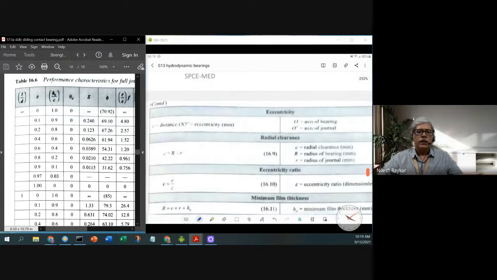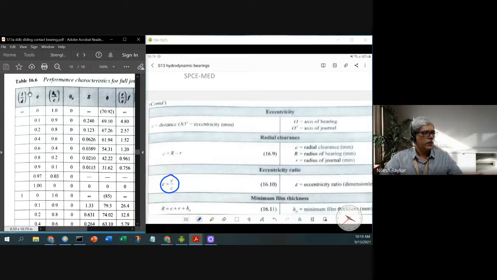So the first parameter that you see here is epsilon. Epsilon is defined here as the eccentricity ratio. Where my cursor is, this is the eccentricity ratio, which is the second column. The first column is the L by D ratio, which is the length to diameter ratio, and we'll be discussing later on how to decide the L by D ratio.